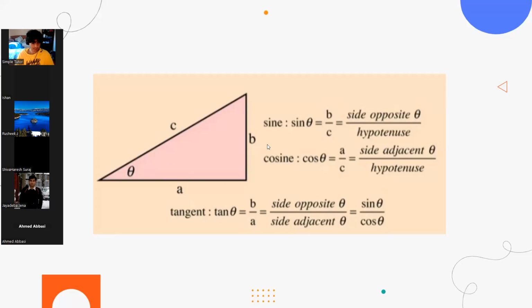Opposite over hypotenuse, in this case, b over c. Our cosine is our adjacent side over our hypotenuse. Adjacent over hypotenuse, a over c. And our tangent is our opposite over adjacent. So opposite over adjacent, b over a.